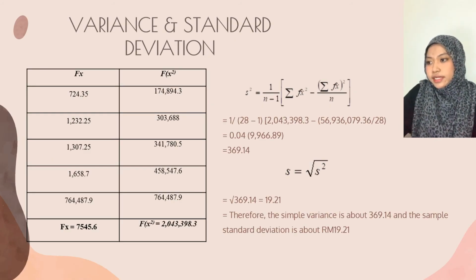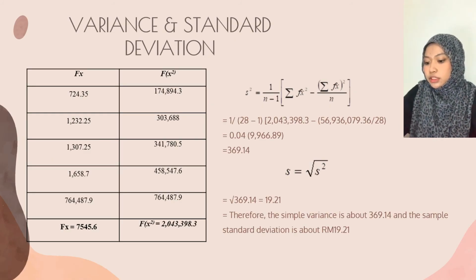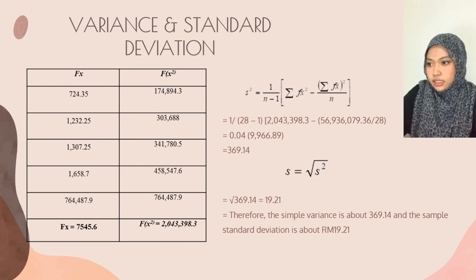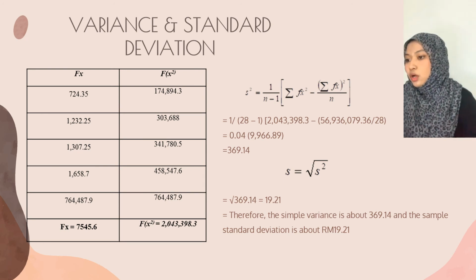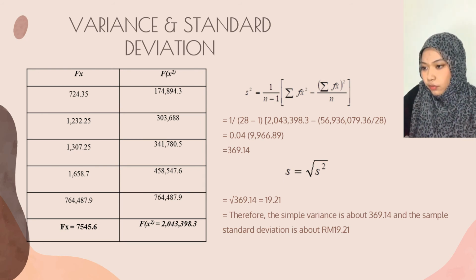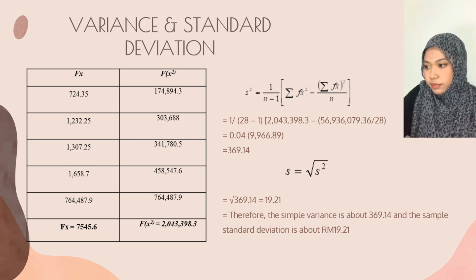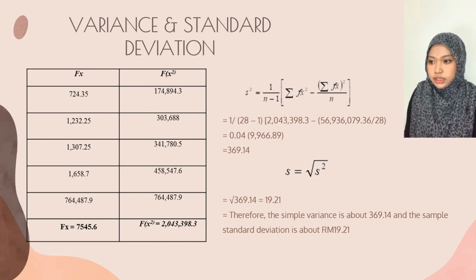So for variance and standard deviation, we will use the grouped data formula, which is s squared equal to 1 divided by n minus 1, open bracket, the total of fx squared minus the total fx, all squared, divided by n, and close the bracket. For standard deviation, we still use the same formula, but we need to add the square root to the formula.